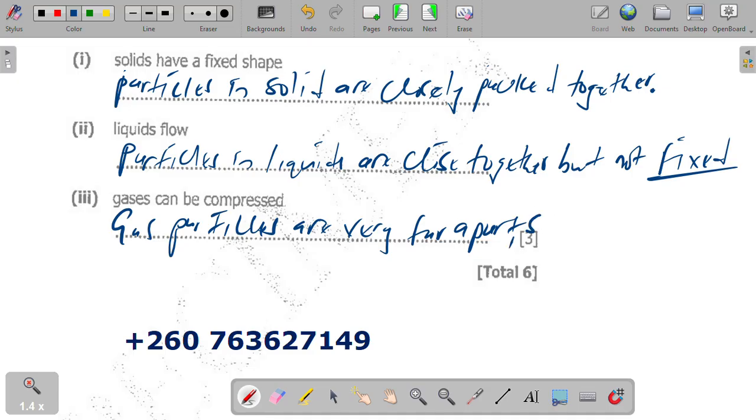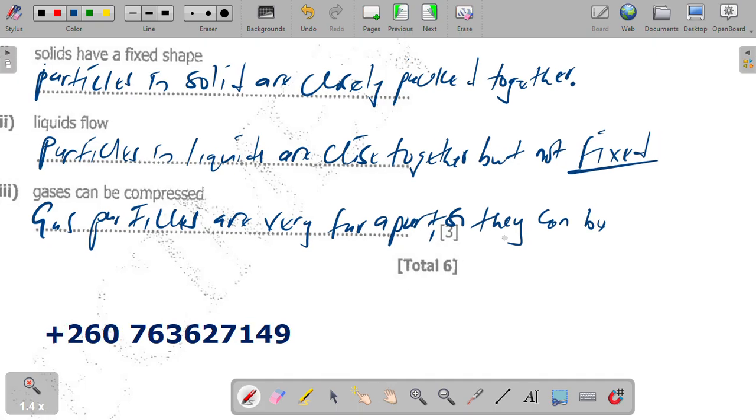Okay, so they can be pushed. They can be pushed closer. They can be pushed closer together.